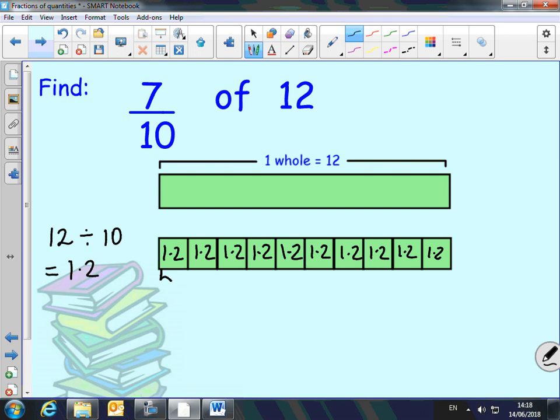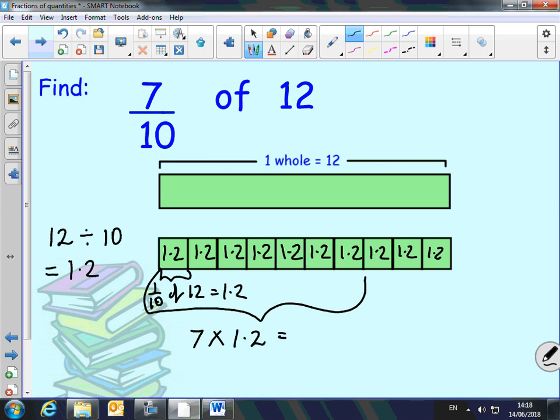So this here, this is 1/10. So 1/10 of 12 is equal to 1.2. However, we want to know what 7/10 is equal to. So to get 7/10, it's going to be 7 times 1.2, and that gives us 8.4.